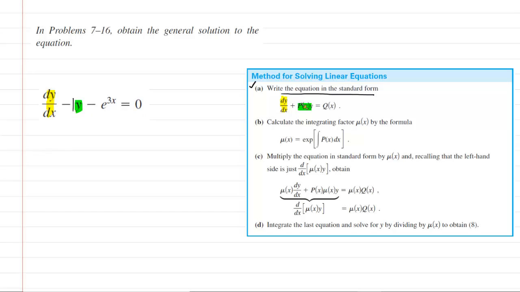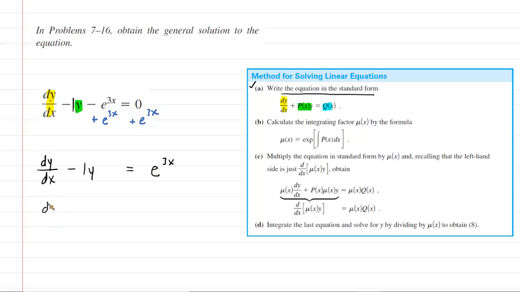And then on the other side of the equation in standard form, we have to have another function of x. In this case, what we can do is add this e to the 3x to both sides of the differential equation. This will actually finish off putting this in standard form. We now have dy dx minus 1y, and then this will equal e to the 3x.